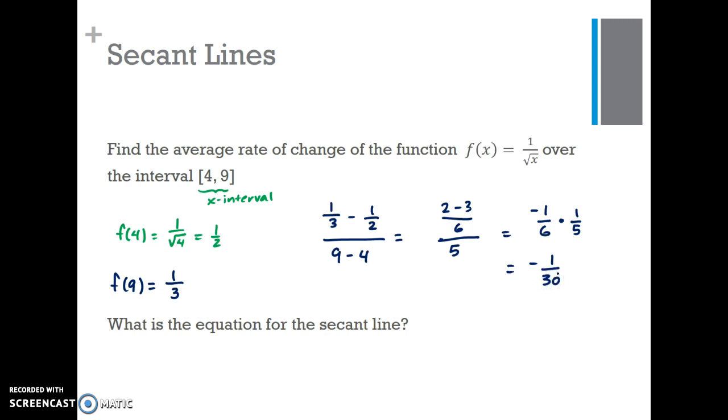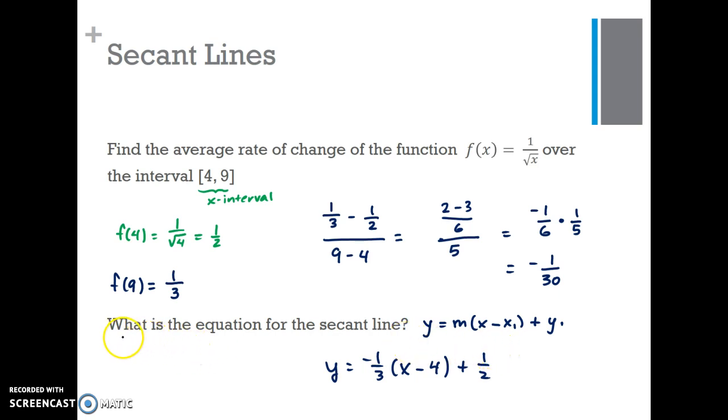And in the equation for a secant line, I really want to encourage you to remember the point-slope form of a line. The point-slope form of a line is just kind of the slope formula rewritten a little bit, but if you know a point, and we know 2 points, we know 4 comma 1/2 and 9 comma 1/3, if you know a slope and a point, it's really easy to write the equation for a secant line. So it'd be y equals negative 1/30, x minus, and we have a couple of different choices. I'm going to say x minus 4 plus 1/2. But I could have written it just as easily with that other point.